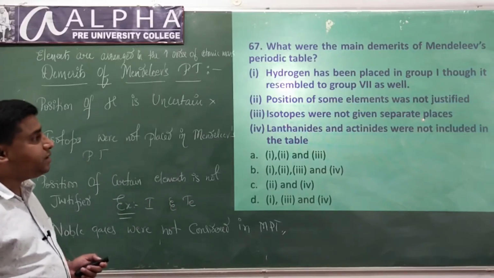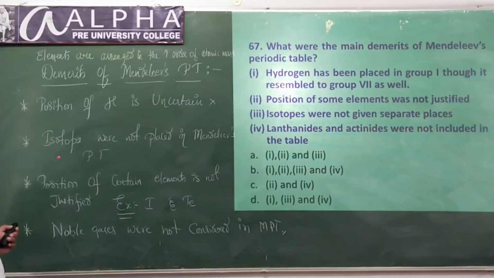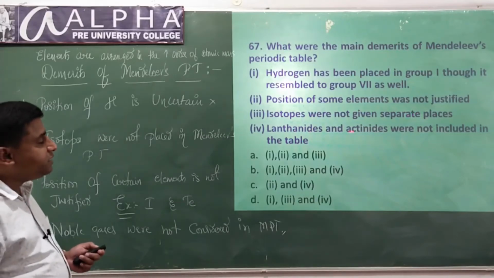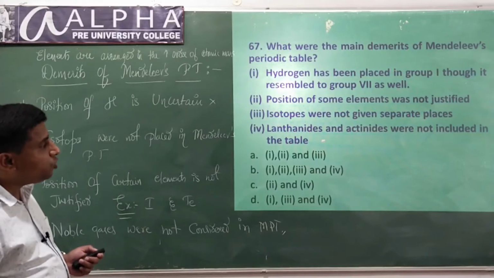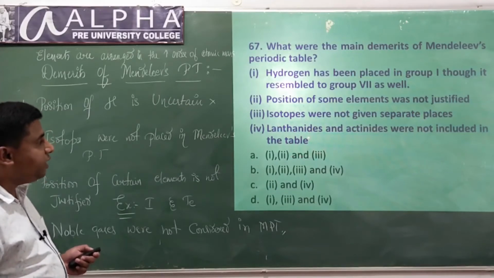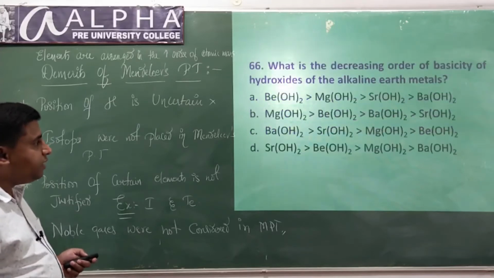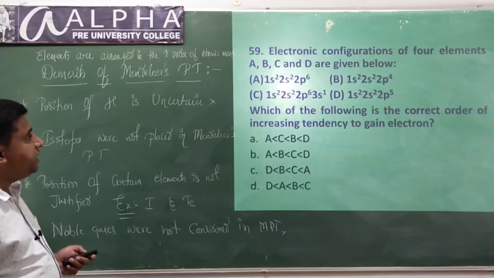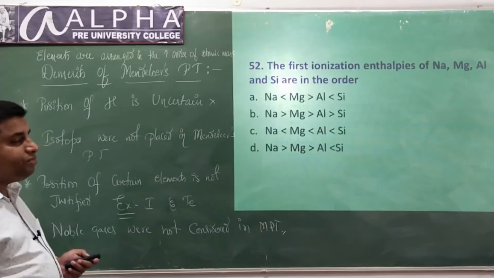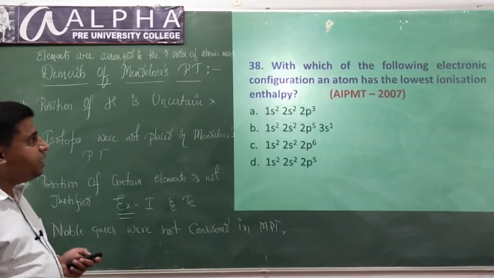Isotopes were not given separate places. Yeah, okay, isotopes were not placed in Mendeleev's periodic table. That is another drawback. Lanthanides and actinides were not included in the table. Okay, do we have lanthanides and actinides in Mendeleev's periodic table? I think we don't have lanthanides. Lanthanides means the 14 elements from lanthanum.